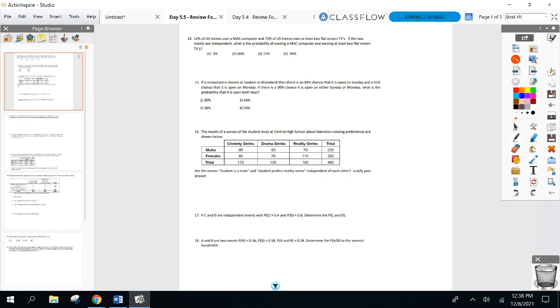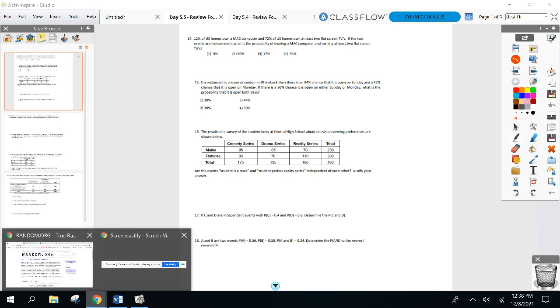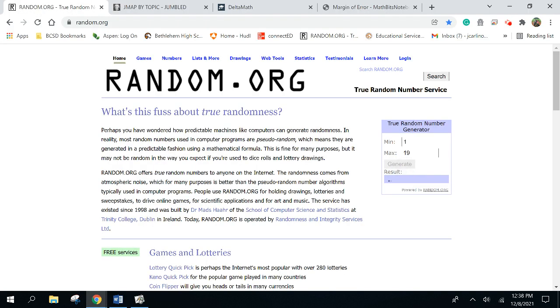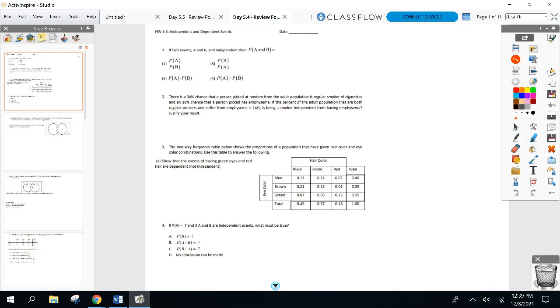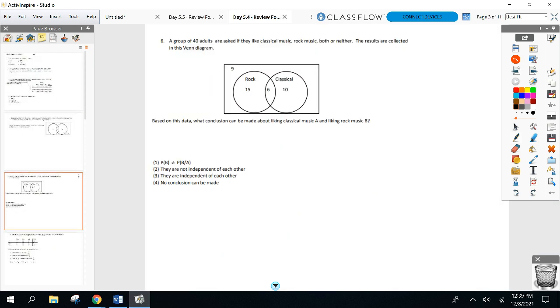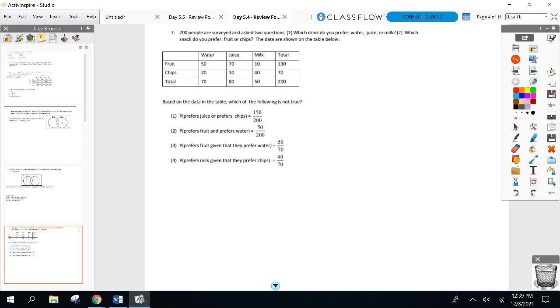All right, then. Here we go. 1 through 26, just like yesterday. Let's do a couple of them. 19. 7. Table. We got a table on our hands. Which one is not true? Which one of these is not true?